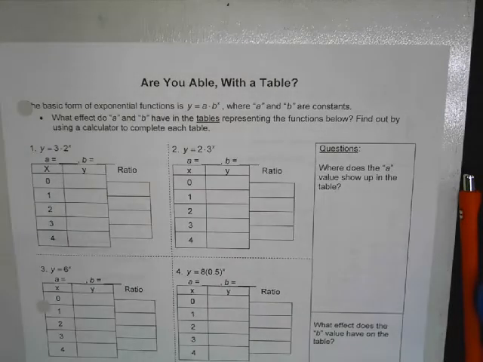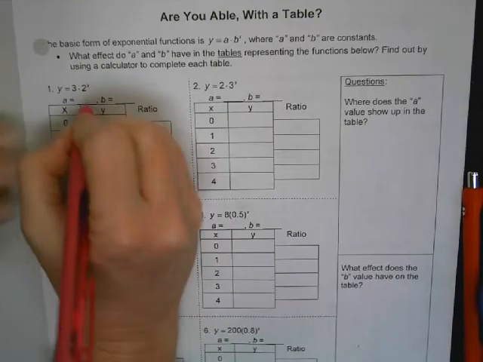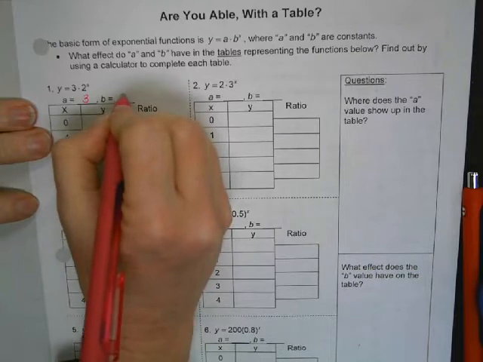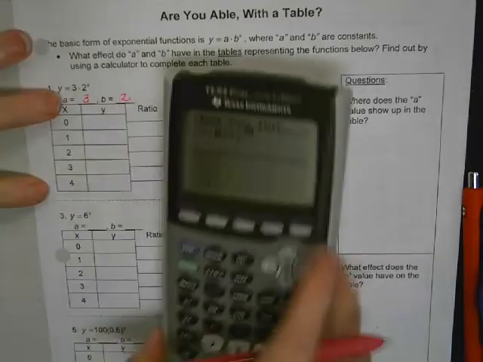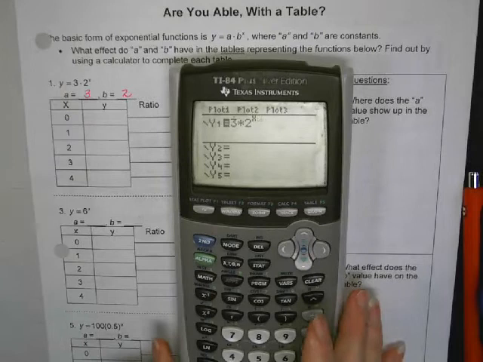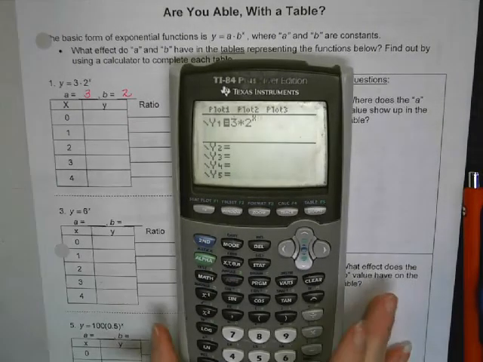In this case, a and b are both going to be constants, and we want to check and see what the a and the b do to the function. So, on number 1, our a value is 3, and our b value is 2. Everybody okay so far? All right. So I'm going to plug 3 times 2 to the x in my calculator. So I just put in 3 times 2 to the x power, and I'm going to go to my table.